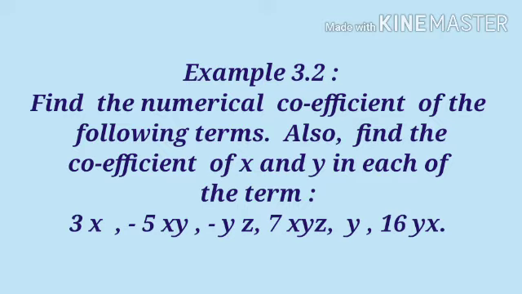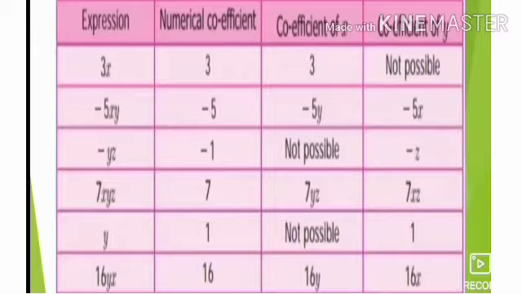Example 3.2. Find the numerical coefficient of the following terms. Also find the coefficient of x and y in each of the terms. Here, students, prepare a tabular column and in the first column write down all the expressions given in the problem. And here, numerical coefficient. So what is meant by numerical coefficient? The constant value in front of the variable factor. The numerical value in front of the variable factor is known as the numerical coefficient.